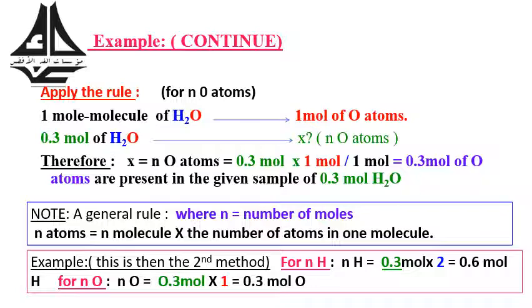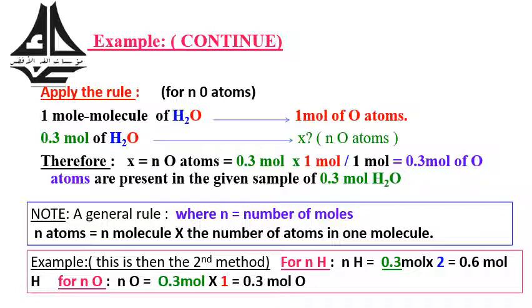For n number of mole of each atom in the 0.3 mole molecule sample given, we may say that applying the second rule, or the second way, the number of mole molecule of water is 0.3. We multiply it by the number of atoms present in one molecule. So 0.3 times 2 equals 0.6 mole of H.